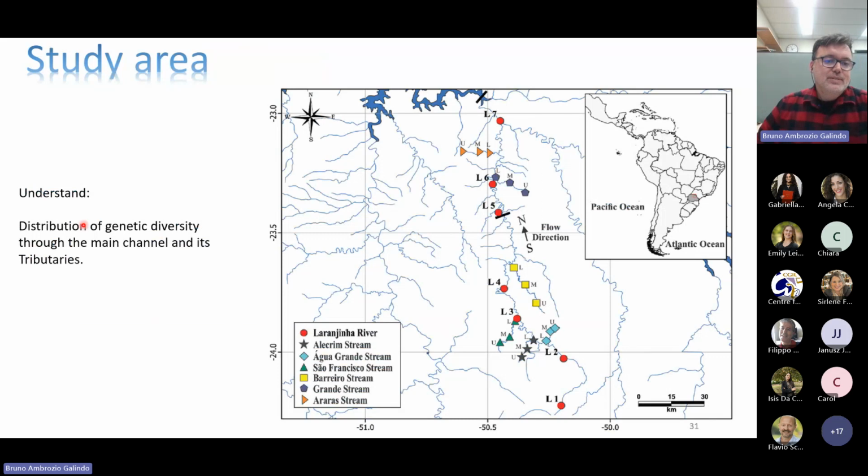So we would like to understand this distribution of genetic diversity through the main channel and its streams, its small tributaries. So we picked the Laranjinha River here, the main channel, these red dots. We chose 7 collection sites and we chose 6 streams, 2 streams in the upper part, 2 streams in the middle part, and 2 streams in the lower part. And in each stream we collected in the upper, middle, and lower part. So this was our study area.